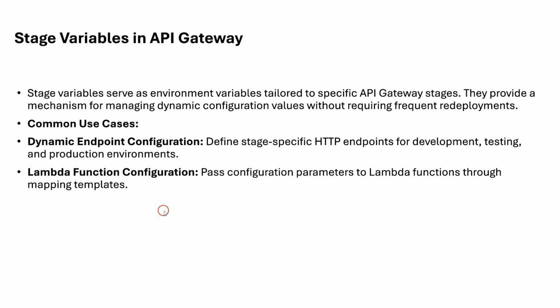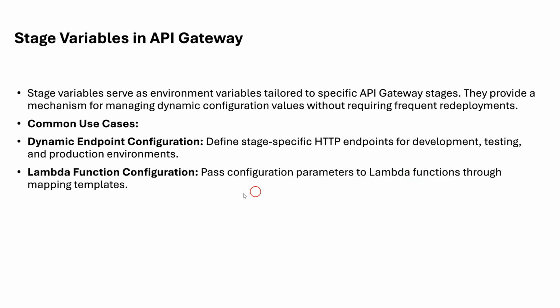And the Lambda function configuration also. If you are using Lambda as your backend in your API Gateway, then this use case will be useful. You can pass configuration parameters to the Lambda function through mapping templates. That means these stage variables can be passed as configurable parameters to Lambda. So if you use Lambda as the backend, you can pass them from the stage to the backend as configurable parameters.